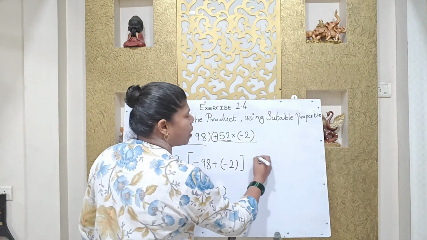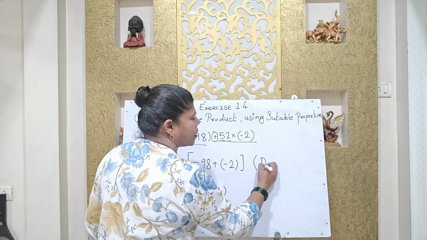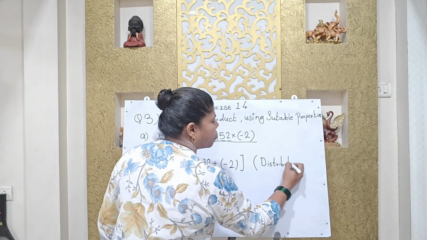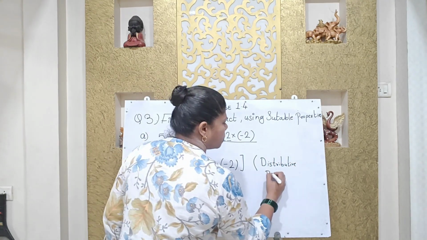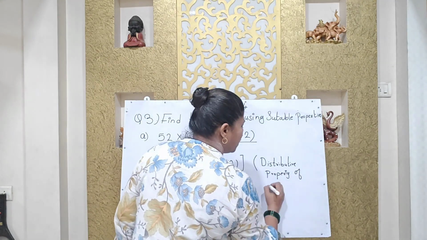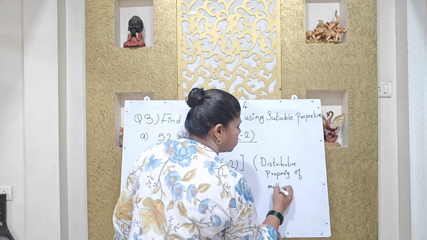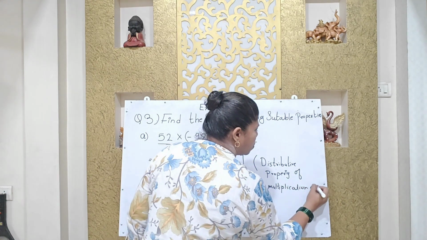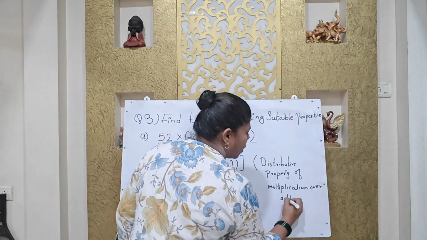And which property have we used here? You can write in the bracket: distributive property of multiplication over addition.